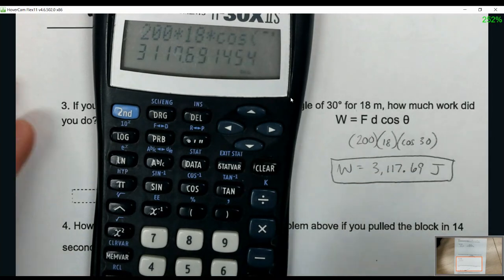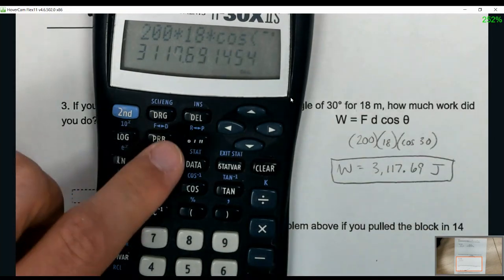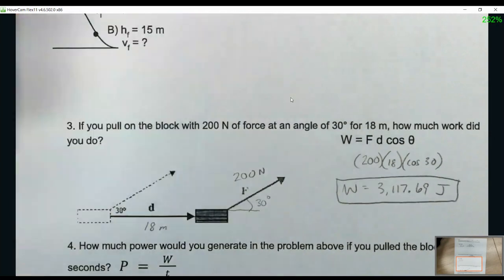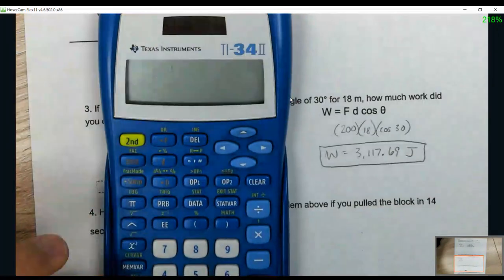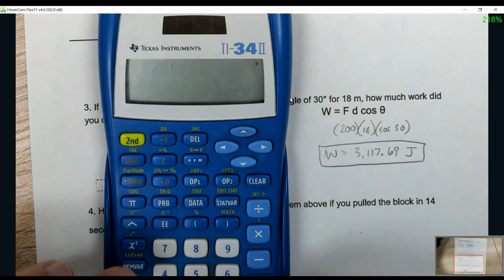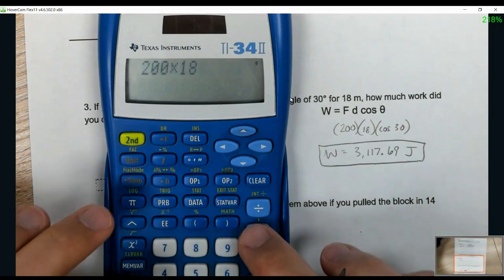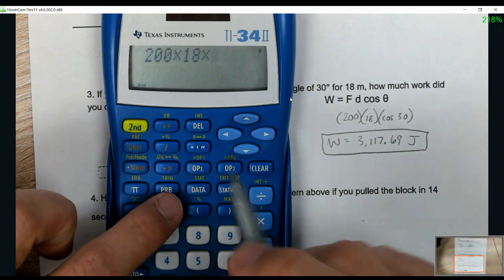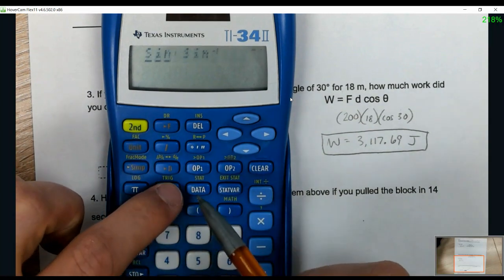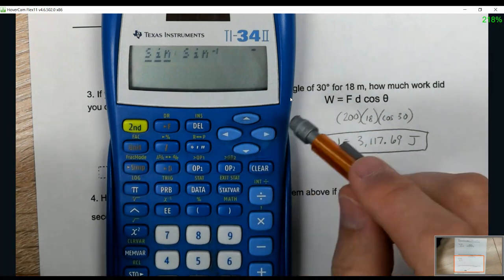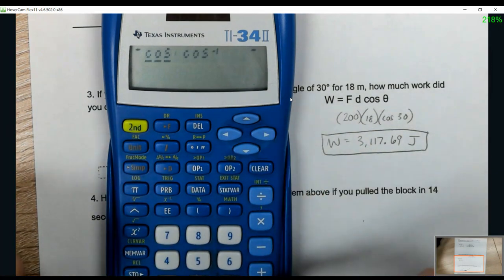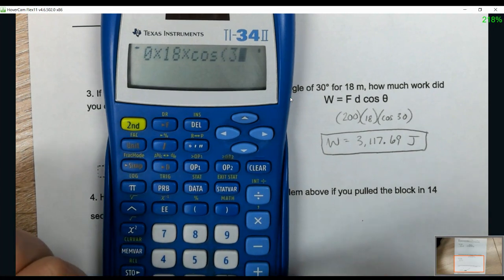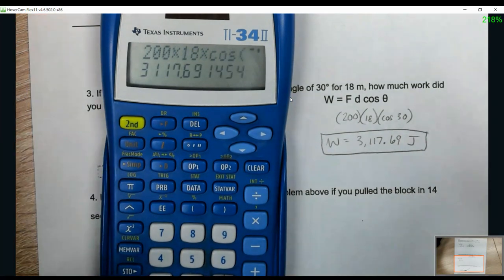Now, if you didn't have this exact calculator that has the cosine button directly on it, you could do 200 times your 18 times. And to get to that, you have to hit second, the yellow right there, trig, press this button, and move over on the little arrows until you get to cosine. Then hit enter, and now type in the angle, and we're getting our value here of 3,117.69.